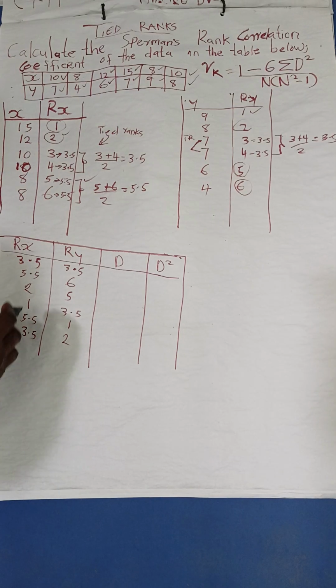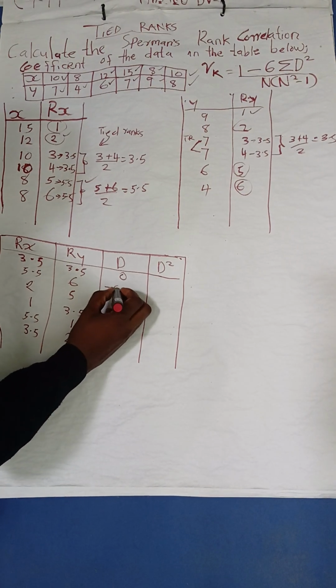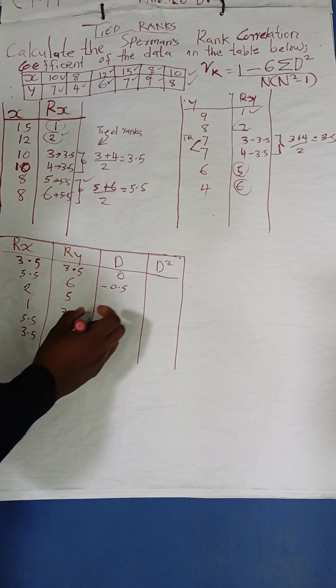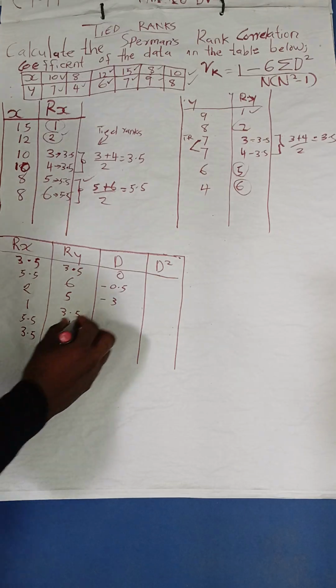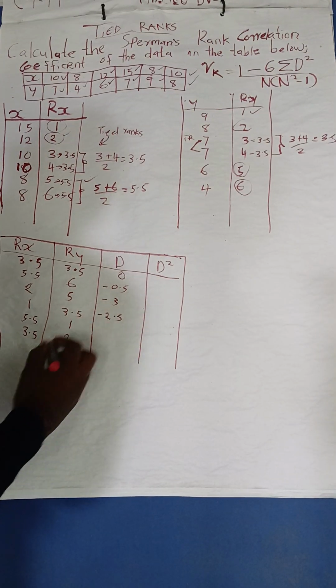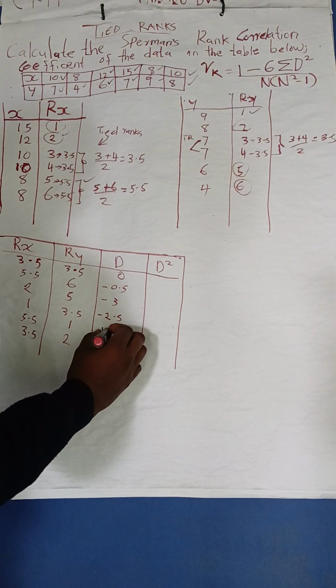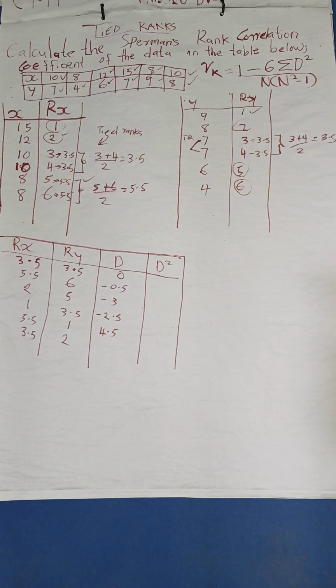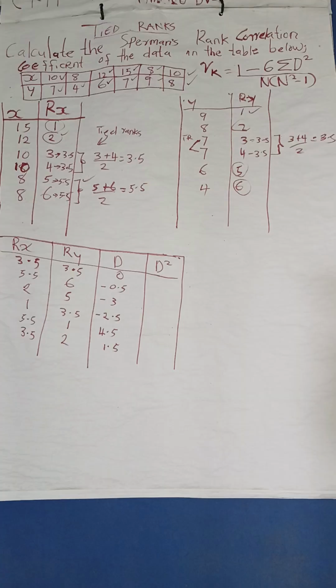The difference between the ranks, you'll now subtract 3.5 minus 3.5. You get 0. Then 5.5 minus 6, you'll get negative 0.5. Then 2 minus 5, you'll get negative 3. 1 minus 3.5, you'll get negative 2.5. Then 5.5 minus 1, you will get 4.5. Then 3.5 minus 2, you'll get 1.5. Good. So what next?